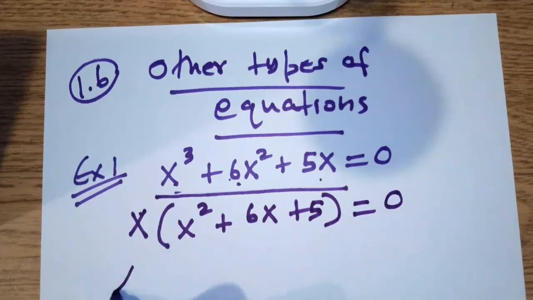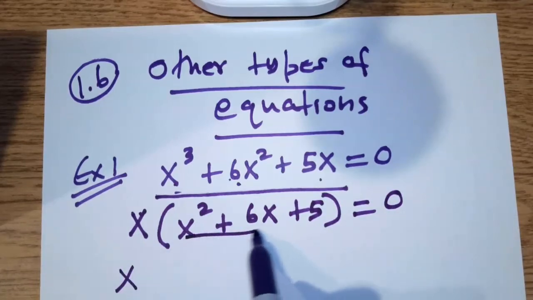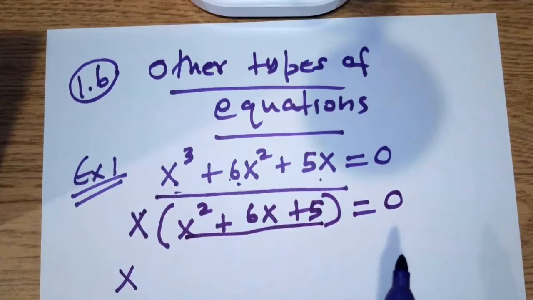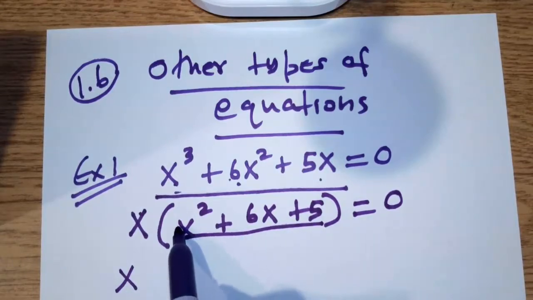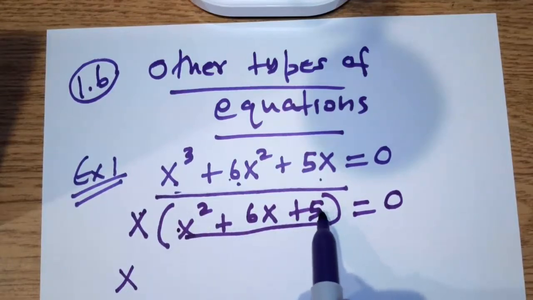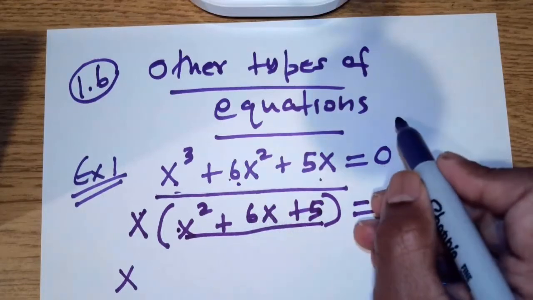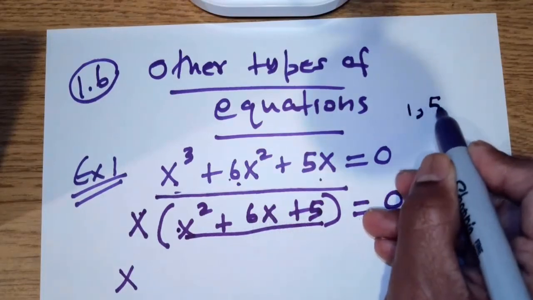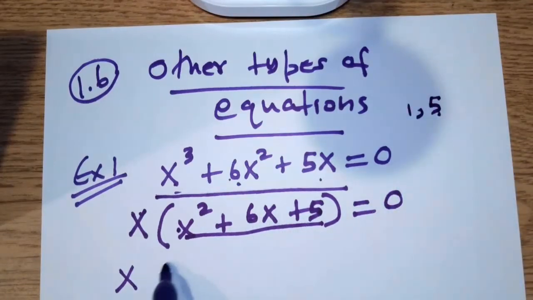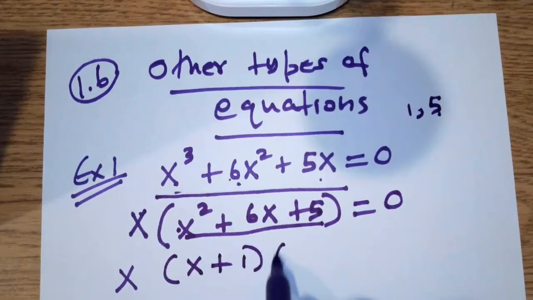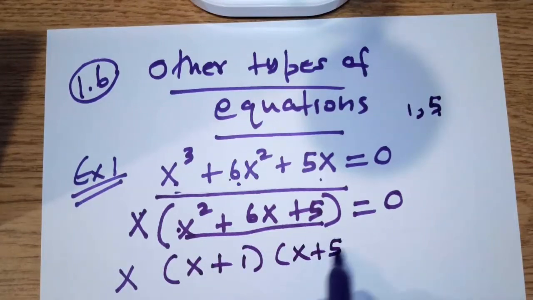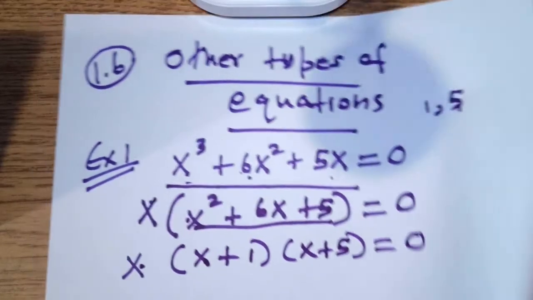Now if you look at the second piece, this is actually a quadratic which can be easily factored. How? Because the product of 1 and 5 is 5, and 5 has two factors which add up to 6, which is 1 and 5. So the factors are, as we learned before, x plus 1 and x plus 5, and those are equal to 0. So the product of all three is equal to 0, then one of them has to be equal to 0.